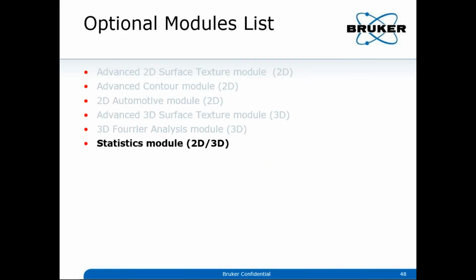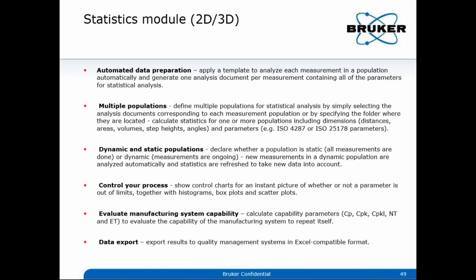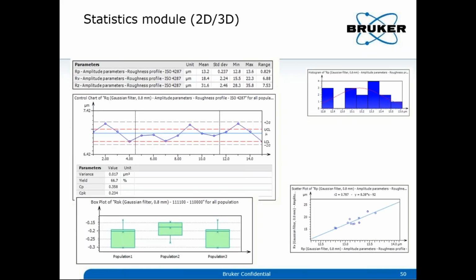So lastly, we also have a statistics module, 2D and 3D as well. What this module does is, once you have data captured and analyzed, for example, you have measured 100 of them, you will need this module to do some statistical calculations to control your process, use the outcome to control your process, or do the data export. This has a good summary of what it does.